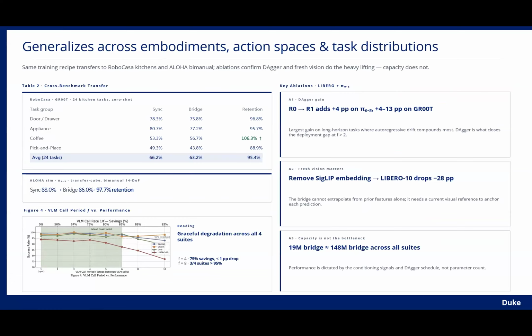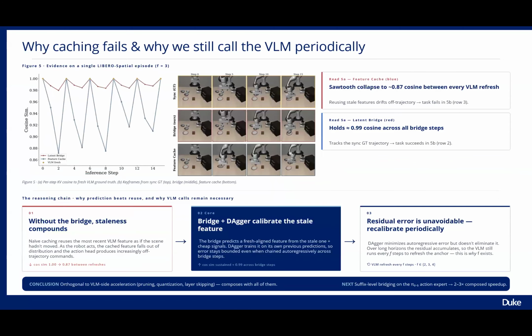Okay. This page shows that we did more ablation studies and the performance remains good. But there are some highlights I wanted to bring out. Number one, DAgger is critical. Number two, fresh visual information is essential. In fact, the size of our bridge is not very critical. In other words, the conditioning signals and the training strategy are very important, but the bridge model's capacity is not that important.